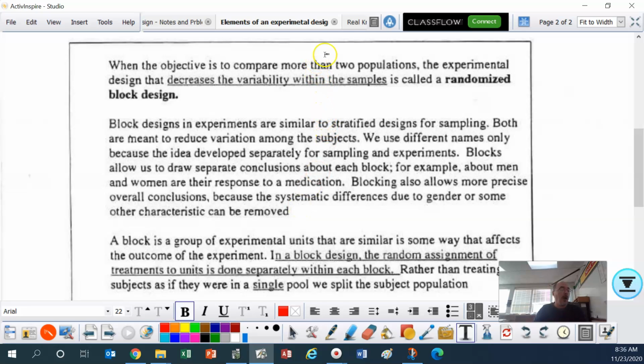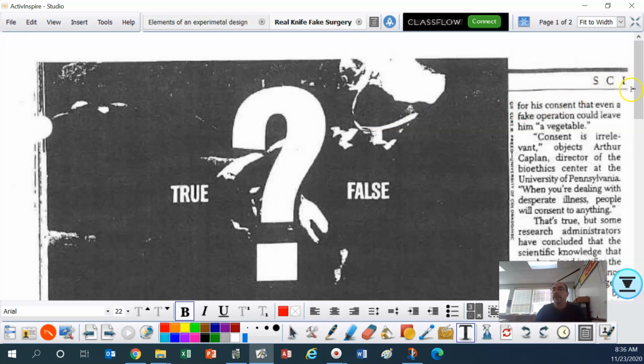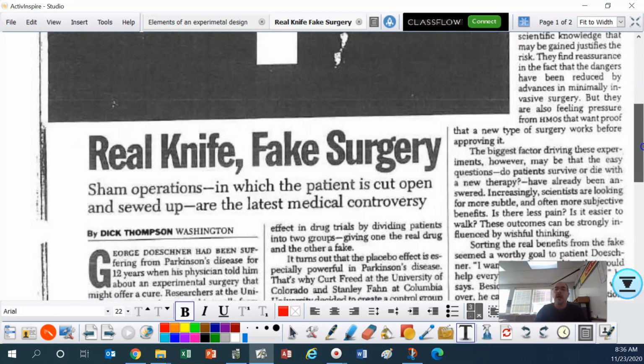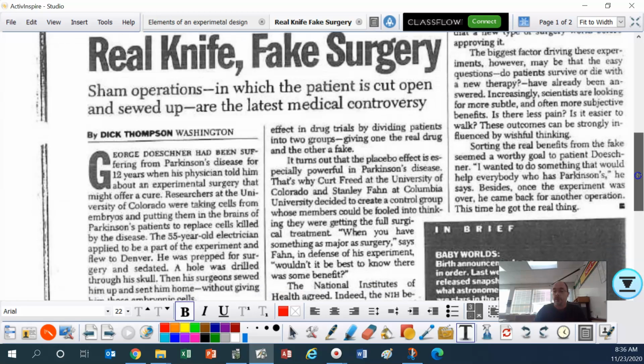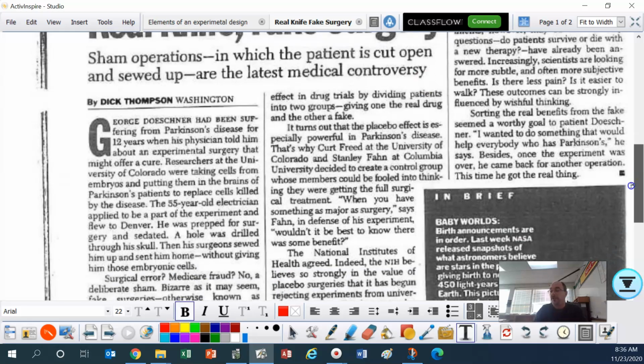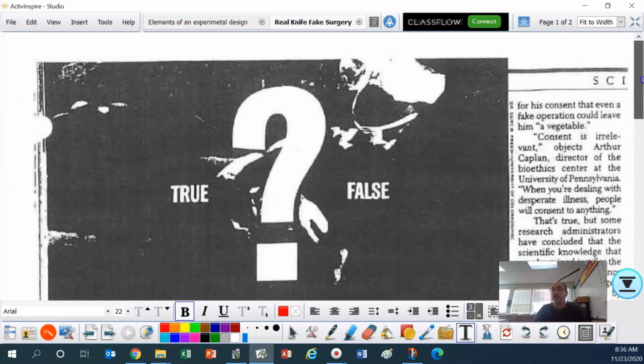All right. Also, I would like you to read, and again, I apologize, this is not a very good copy. I would like you to read this article, Real Knife, Fake Surgery. Okay. It really pulls in on what can go on in the mind when you think you're having the real surgery, but you're not, etc. And they do these things, but obviously, the patient has to give consent that they know they may not be getting the actual treatment. So got some ethics involved here, so read through it. Okay, there's 2 pages for that.